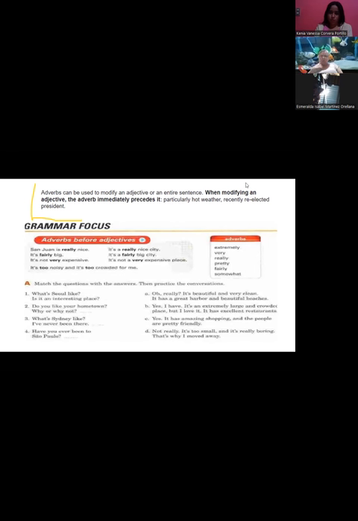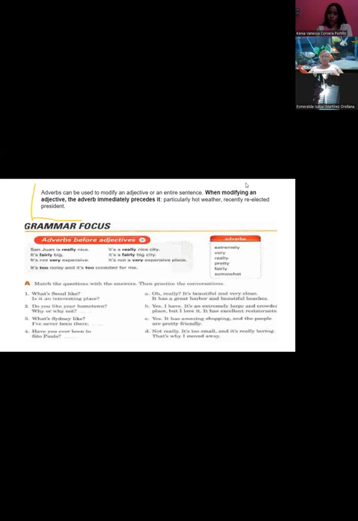So we have read, the adverbs can be used to modify an adjective. Es decir, que los adverbios también pueden ser utilizados para modificar un adjetivo. Por lo general califican al sustantivo y también muchas veces a un verbo. Pero también pueden modificar una oración entera. En inglés se dice entire sentence. Esa es la pronunciación, entire sentence. Es decir, una oración entera o completa. When modifying an adjective, the adverb immediately precedes it. Dice que cuando modificamos un adjetivo, el adverbio inmediatamente lo precede. Es decir, primero va el adverbio y luego va el adjetivo. Por eso el tema adverbs before adjective significa que antes del adjetivo va un adverbio para darle énfasis a algo. Entonces decimos hot weather, un clima caliente. Recently, recientemente.